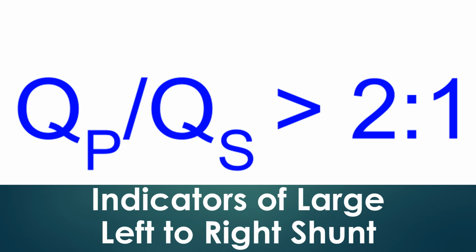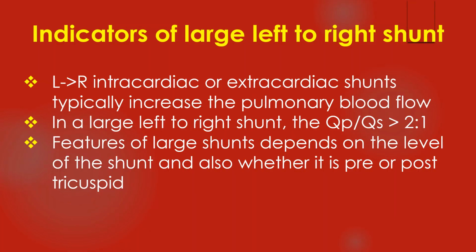Indicators of a large left-to-right shunt are cardiac enlargement, presence of flow murmurs, third heart sound, and a wide pulse pressure in case of patent ductus arteriosus. Left-to-right intracardiac or extracardiac shunts typically increase the pulmonary blood flow.